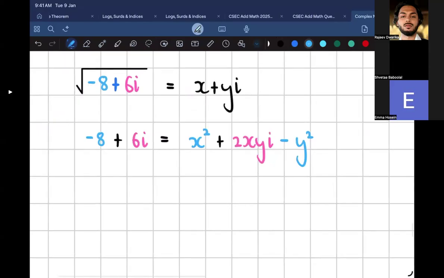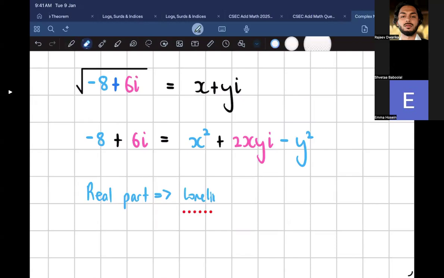So the real part would be loneliness and depression. And the imaginary part would be happiness. I like that. Yeah, you explain it just like Miss Nagita. She explains everything just like you do.